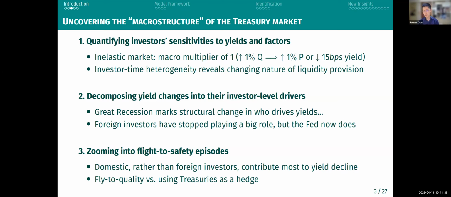And finally, we zoom into flight to safety episodes, and we make the point associated with our estimate that it's the domestic players, for instance, domestic households, that are contributing most to the compression of yields, especially during episodes in which VIX shoots up. There is some sort of so-called flight to safety kind of event. So our story is basically based on whether the domestic investors are potentially more likely to fly to quality, while foreign investors actually potentially use treasuries as a hedge, so that during bad times when treasury appreciates, they may be able to rebalance and sell and essentially realize its hedging value.